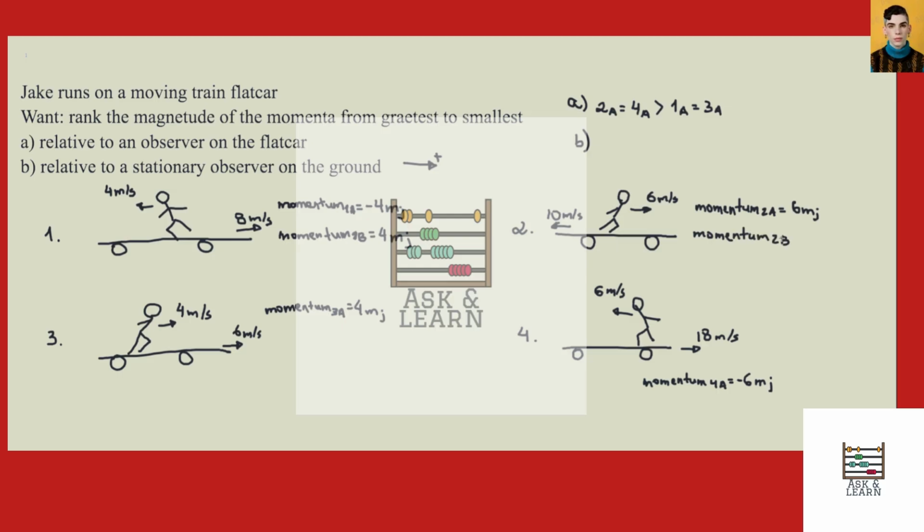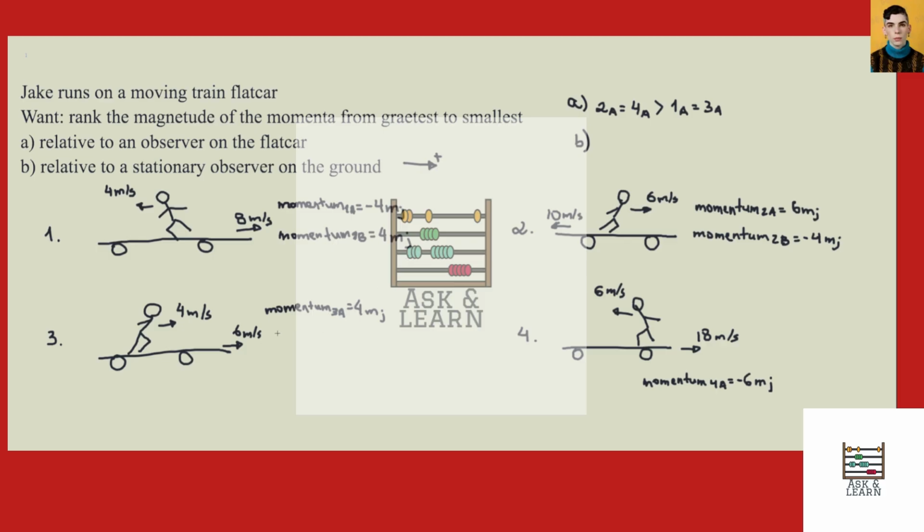Here on part 2, we write the momentum 2B. The observer is going to see Jake moving towards the right at 6 meters per second and the cart moving towards the left at 10 meters per second. The velocity that he's going to see for Jake is going to be the 6 on the positive side and 10 on the negative side. So it's 6 plus minus 10, which is equal to minus 4. Therefore, his momentum is minus 4 mj.